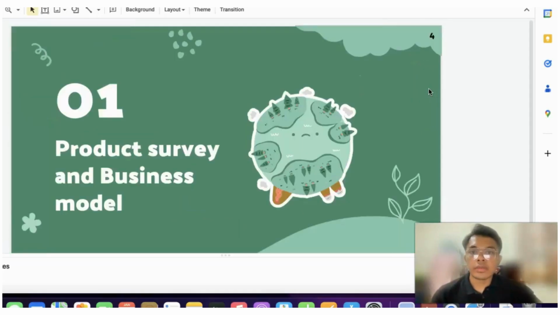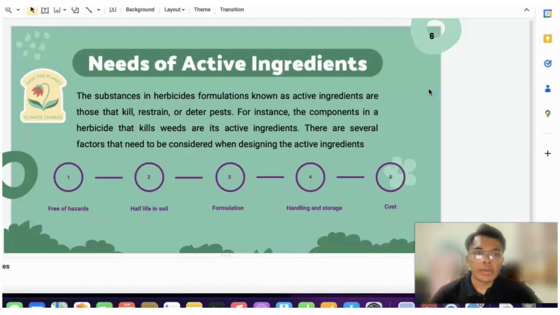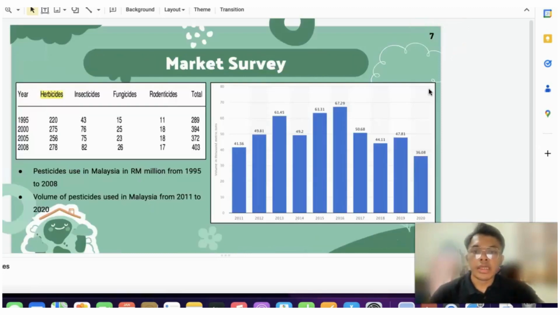First, I will cover the product survey and business model. Herbicides are substances that are used to control or modify unwanted growth and may also be used on crops in the autumn to enhance harvest setting. Next is the need for active ingredient, AI. AI is a substance that kills weeds. Several factors need to be considered when designing the AI, which are free of hazard, have good endurance in soil, formulation of AI must suit the targeted area, not too difficult to handle, and must be affordable in cost. Next is the market survey.